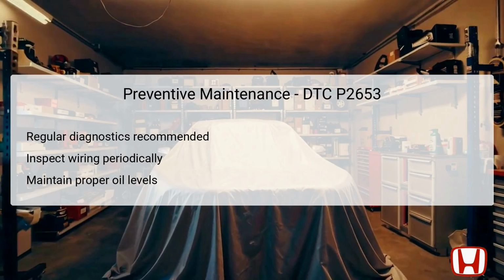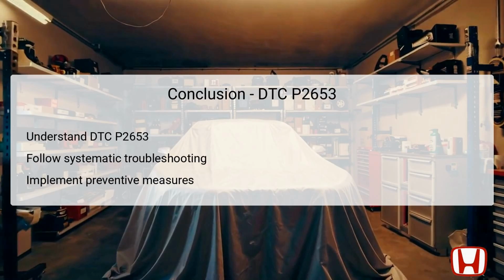By implementing these preventive maintenance practices, vehicle owners can reduce the risk of encountering similar DTCs in the future and extend the lifespan of key engine components. In conclusion, understanding DTC P2653 related to the rocker arm oil control solenoid circuit is crucial for effective troubleshooting and repair. Following a systematic approach through the diagnosis of the solenoid, wiring, and PCM helps in identifying and resolving the low voltage issue efficiently. Acknowledge the symptoms that come with this DTC to ensure timely repairs.